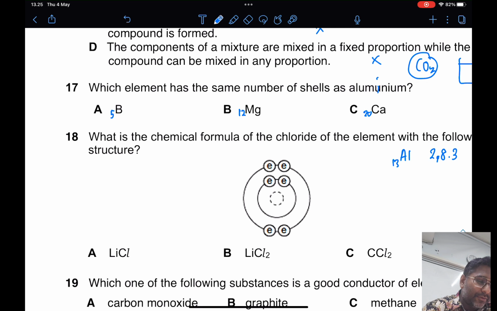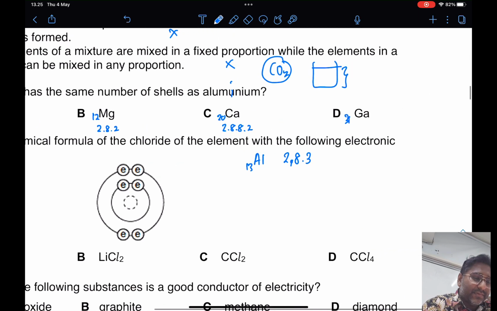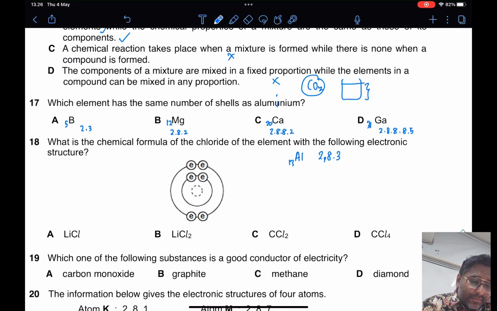So let's look at how to write the electronic configuration. It's going to be 2, 8, 8, and so on. 2, 8 and 2, you get 12. 2, 8, 8 you get 18, so you need another 2, so you have 20. 2, 8, 8, 18, if you put another 8, that's going to be 26. You need another 5 to make it 31.